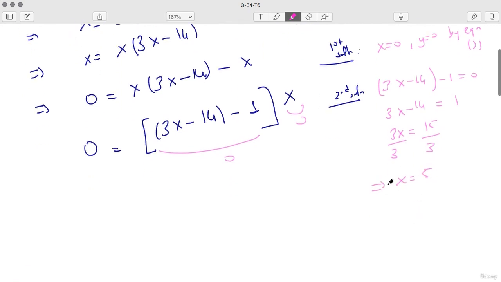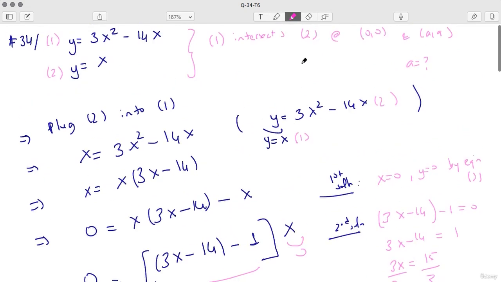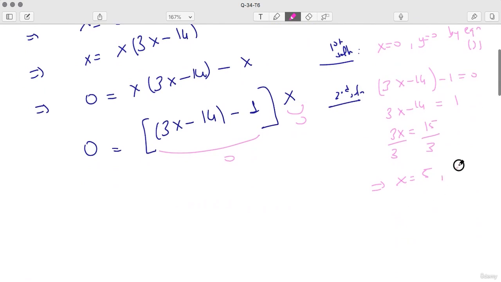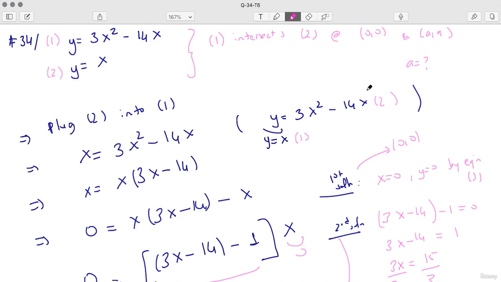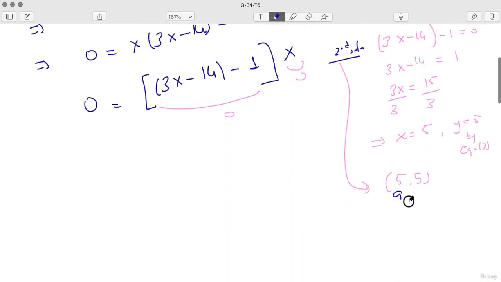When x is 5, because this is the solution set, it has to satisfy all the equations in the system. So if x is 5, then y is 5 also by equation 2. So the second point is 5, 5. This is my second solution. My first solution is x0, y0, which is 0, 0. Going back to the question, we are told that one intersection point is 0, 0. We got that. And the second point is a, a. Well, we got 5, 5. So a must be 5.